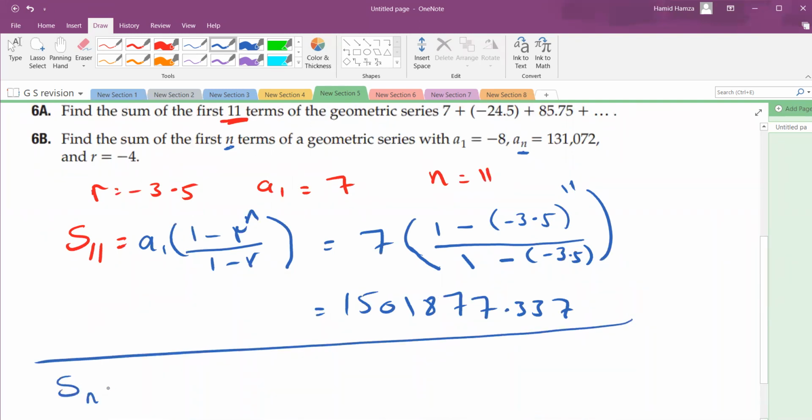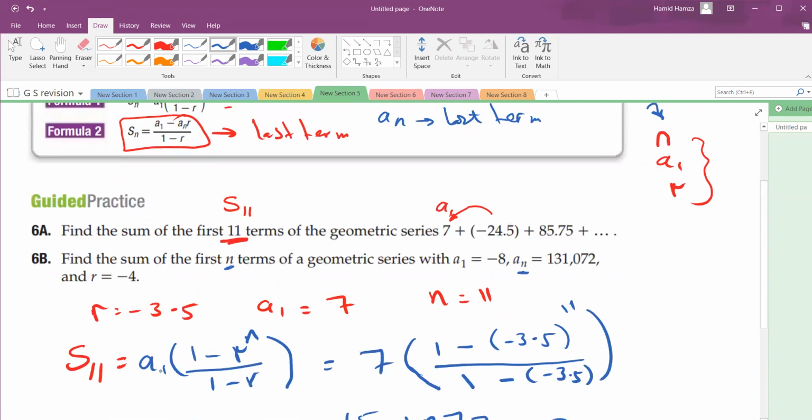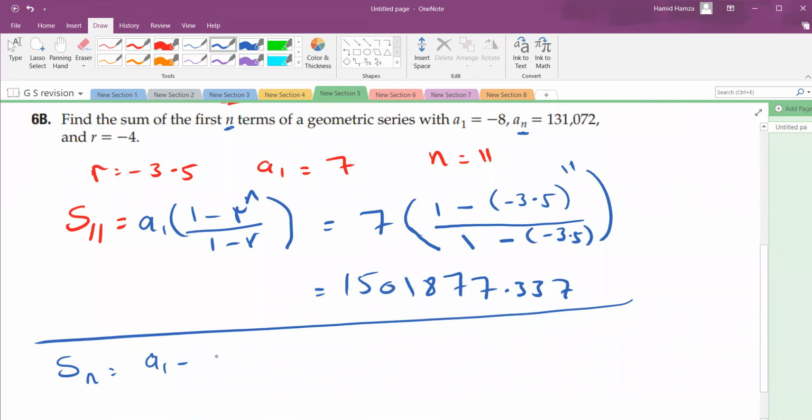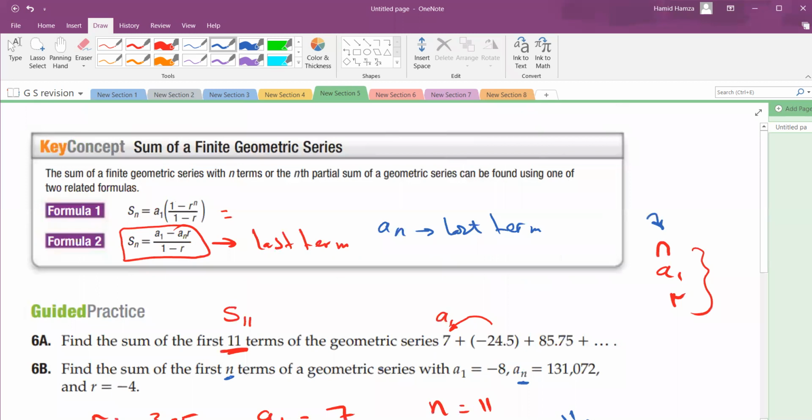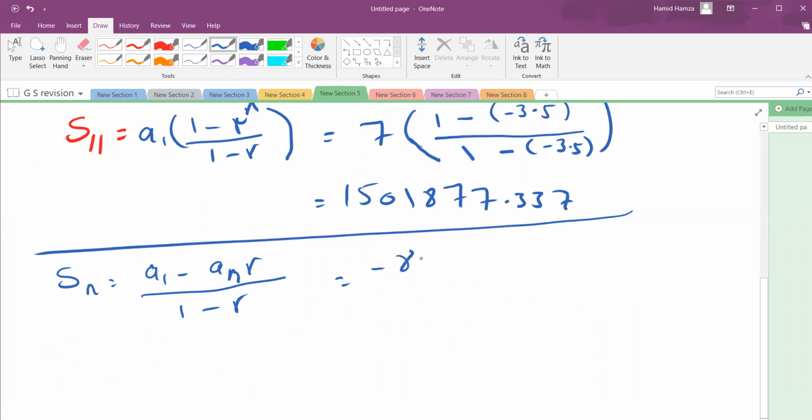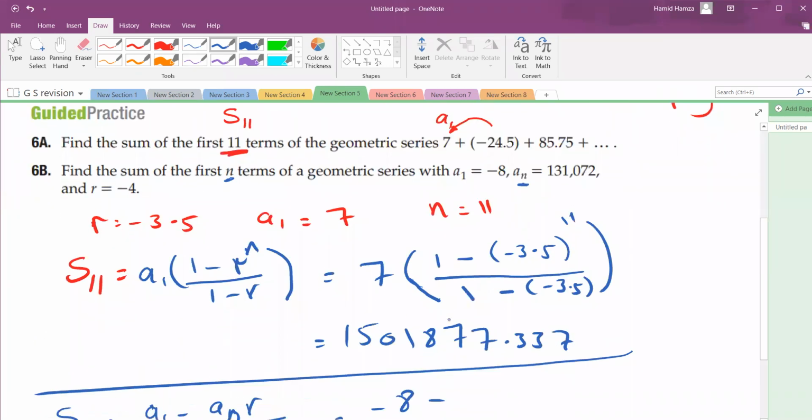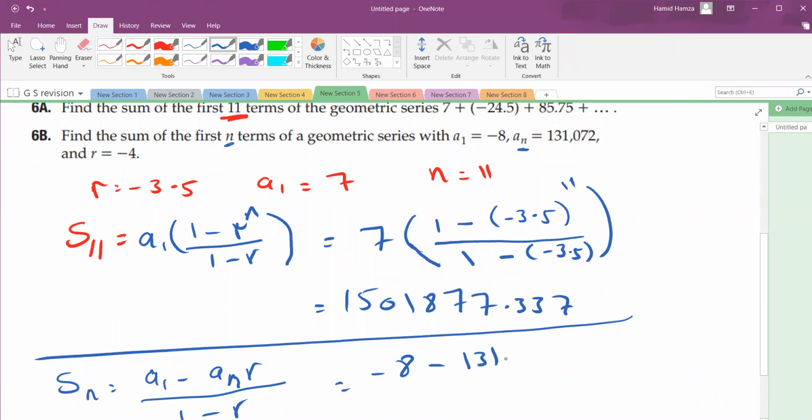So Sn will equal A1 minus AN times R, over 1 minus R. A1 is negative 8, minus AN, 131,072, multiplied by R, which is negative 4, all over 1 minus negative 4. Okay, guys.